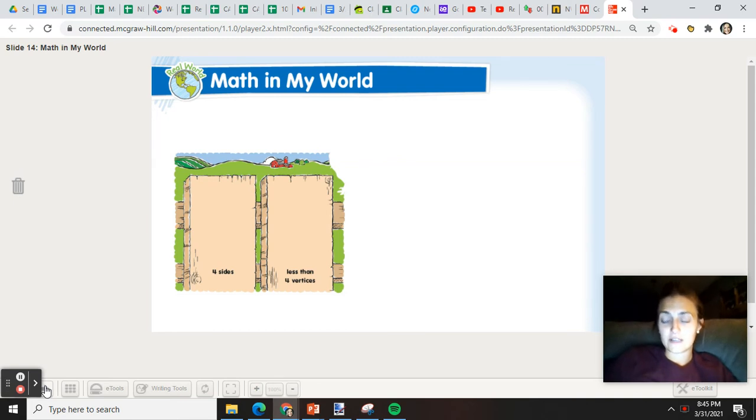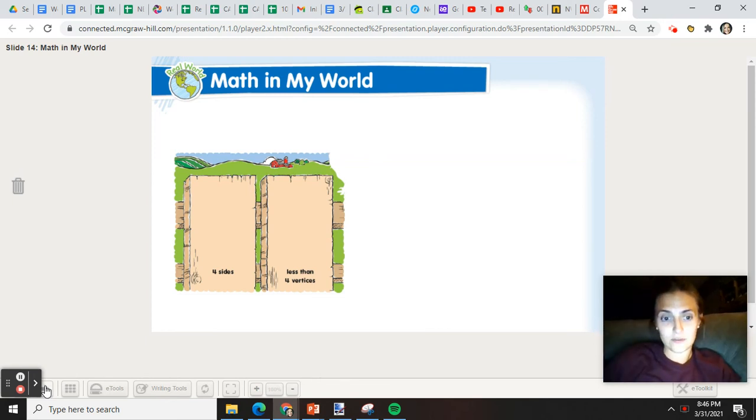All right, first grade. So we are going to draw, or Mrs. McSpadden is going to draw 2 different shapes. One of them is going to have 4 sides, and the other shape is going to have less than 4 vertices. So I want you to be thinking of shapes that have 4 sides.